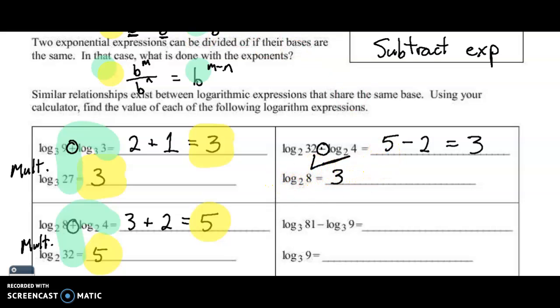So maybe I'll even use a different color highlighter just to kind of change it up. We got 3, 3. Well, what can I do between 32 and 4 to get 8? I hope you're thinking that we need to divide. Divide, if I can spell correctly. 32 divided by 4 is 8.